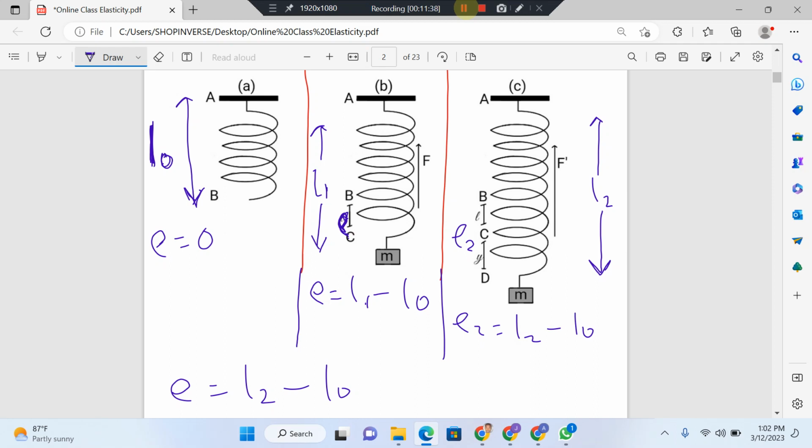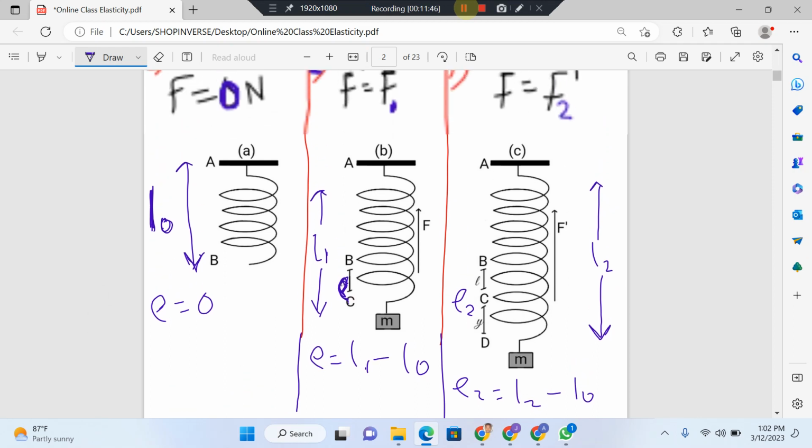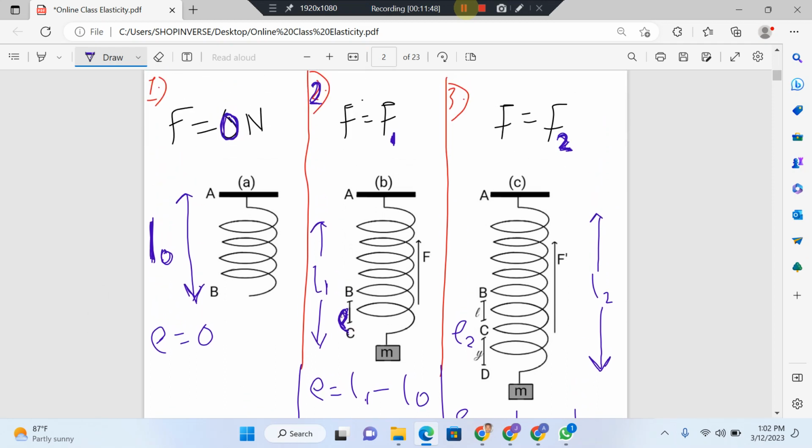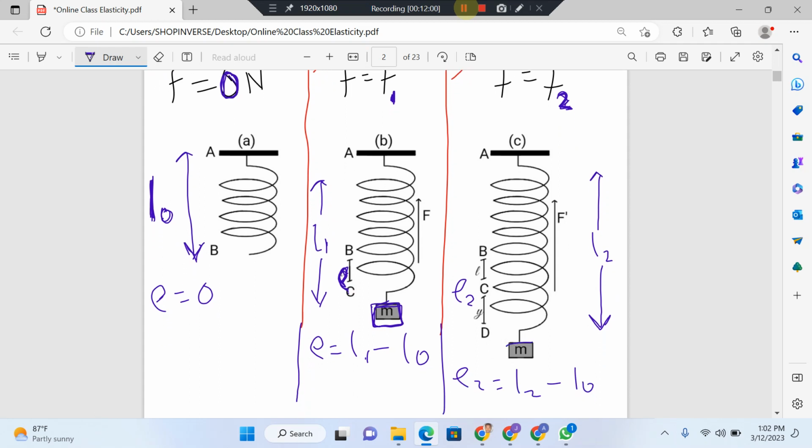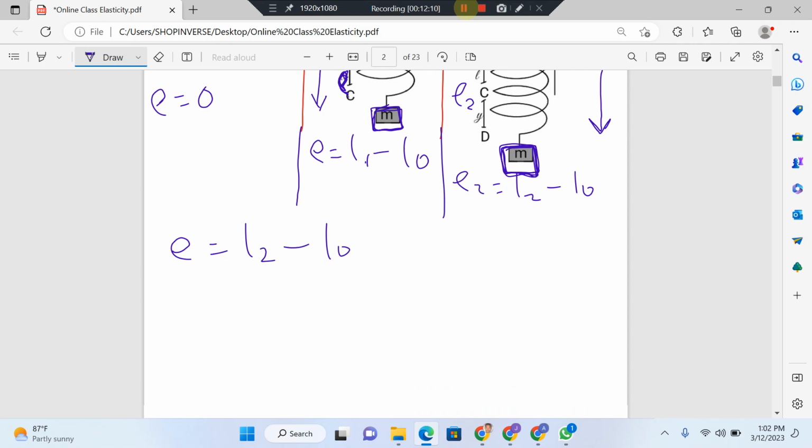As you continue to increase the force, the extension continues to increase, okay? In the first case, no force is applied. The force applied is 0 Newton, so there's no extension. In the second case, there's a force that has been applied due to this mass M, so there's an extension. In the third case, a bigger force is being applied, so that makes the spring extend by a bigger amount. That's why E2 is bigger than E1.